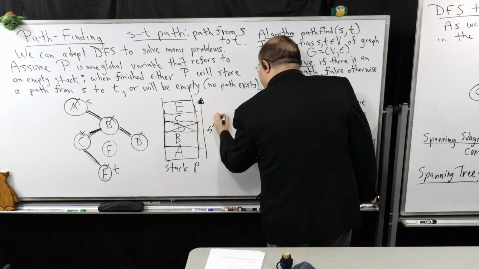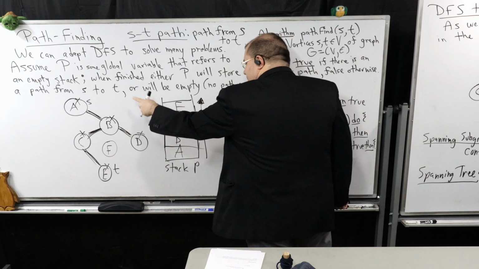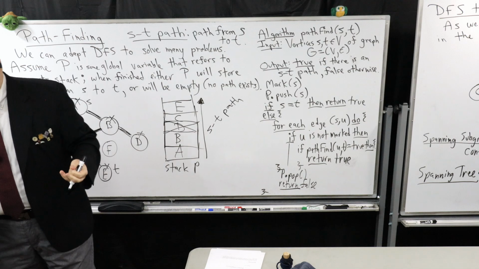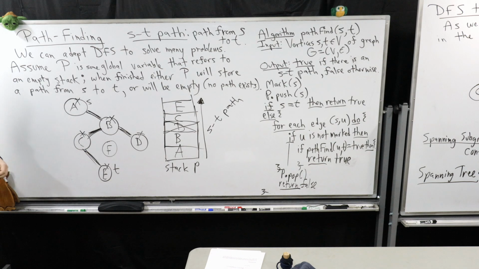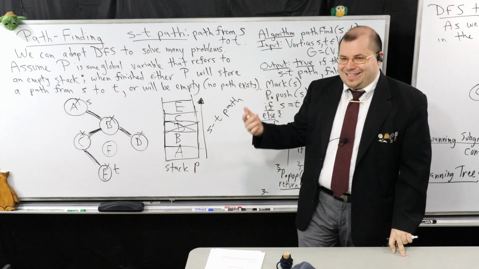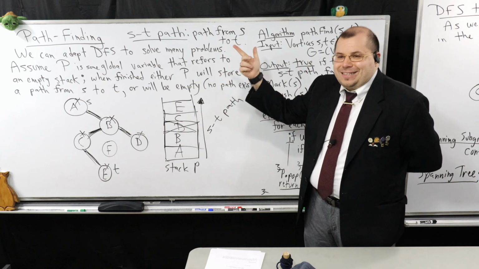There's your ST path right there. So you got A, B, C, E. A, B, C, E. So if you want to just get the path, just pop them off this stack. But keep in mind they were going to be backwards, so you're going to have to correct that. Remember, it will give it to you starting at T and work your way back to S.